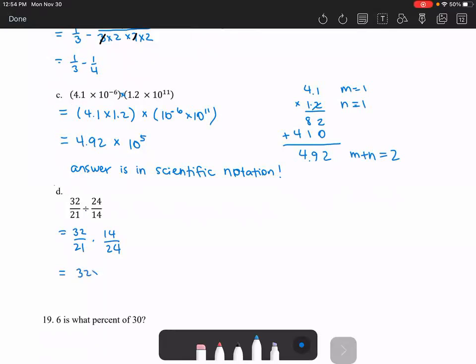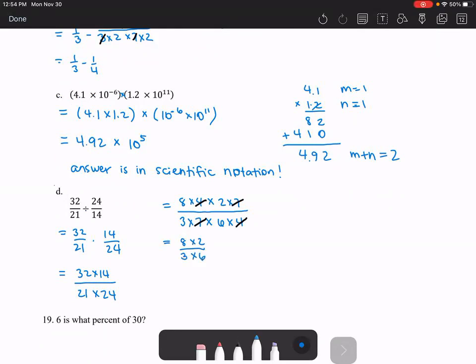So when we multiply straight across, the numerator is 32 over 14. The denominator is 21 over 24. And then 32 is 8 times 4. 14 is 2 times 7. 21 is 3 times 7. 24 is 6 times 4. These are picked so that they work out nicely, y'all. So the 7s cancel. The 4s cancel. So this is going to be 8 times 2 over 3 times 6.